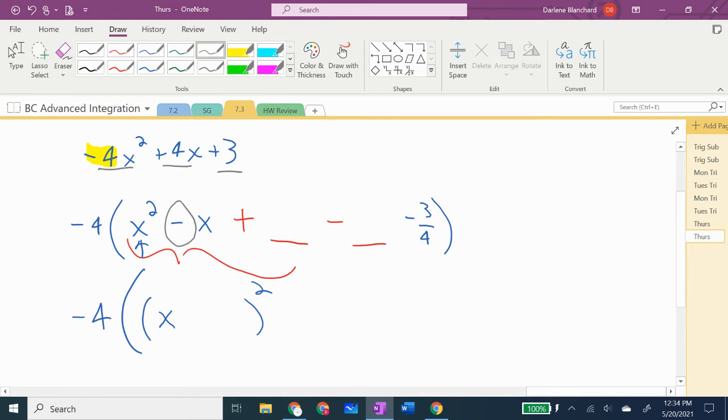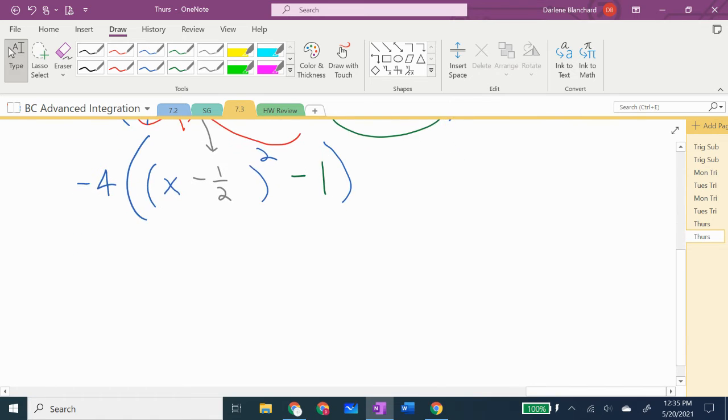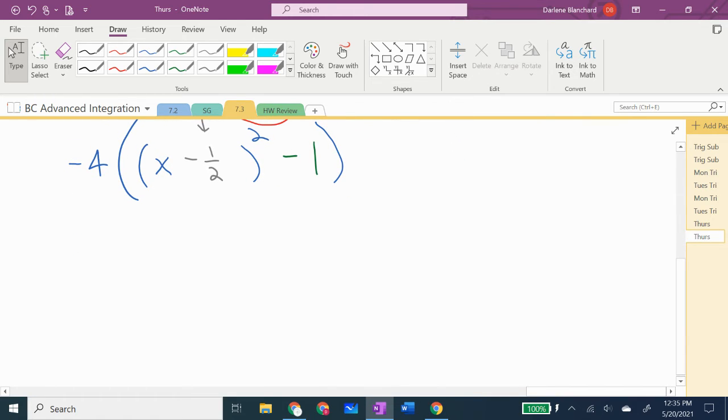Middle coefficient is negative 1. Divide by 2 and square it. Kindly enough, this is minus 1. Now I'm going to distribute my negative 4 back through, and that's going to change my subtraction order, and I'm going to have 4 minus 4.